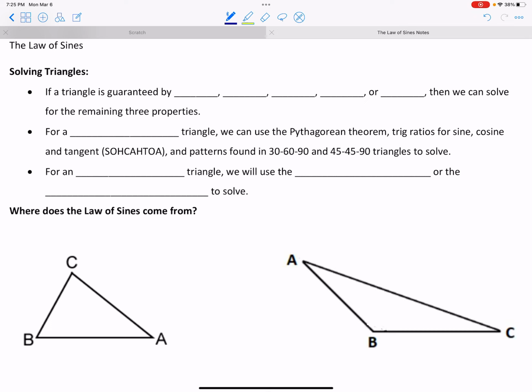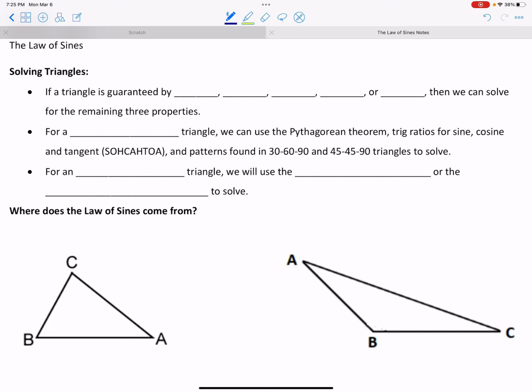We know that every triangle has 6 fundamental and unique properties. Every triangle has 3 unique sides, 3 unique angles. But if we're going to solve a triangle, meaning we need to find all 6 of those parts, we need to be given 3 of those components, 3 of those parts, and then we can find the remaining 3. So the 3 are specific to one of our congruence theorems or axioms.